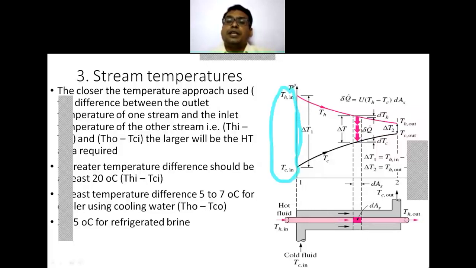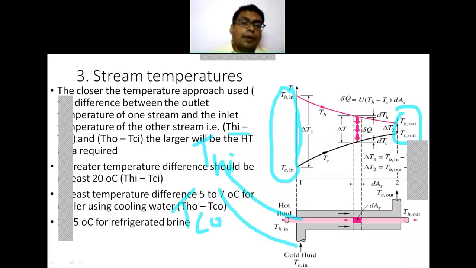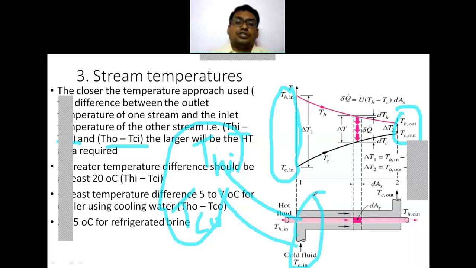This is, say for example, in a co-current flow, and THO minus TCO on the other side. Now, in case of a counter current, you will have the opposite of that, that is THI minus TCO and THO minus TCI. So this side temperature difference and this side temperature difference are of more concern.